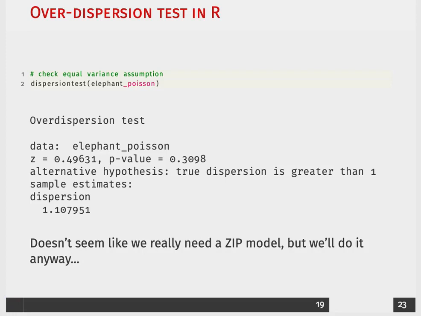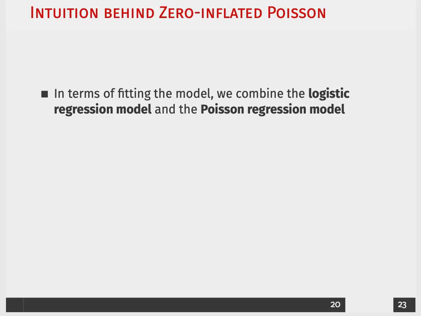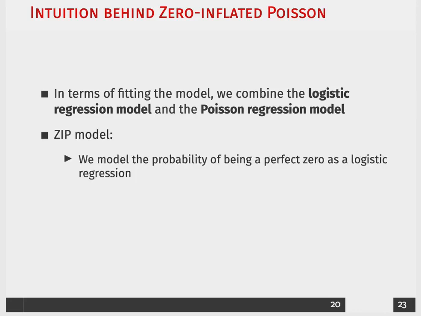So from this dispersion test, it doesn't really seem like we need the zero-inflated Poisson model, but just for pedagogical purposes, we're going to walk through how to do it anyway. And just for some general intuition as to what is actually happening when we run a zero-inflated Poisson, in terms of fitting the model, we're actually combining two data generating processes, first of which is just modeling a zero or anything else, and that's a logistic regression model. And then for the something else, the ones that have a non-zero count, then we're running a Poisson regression model.